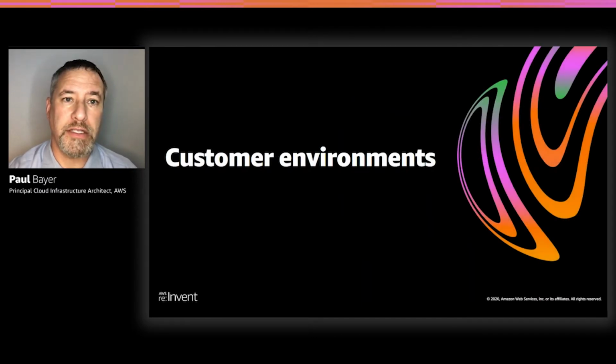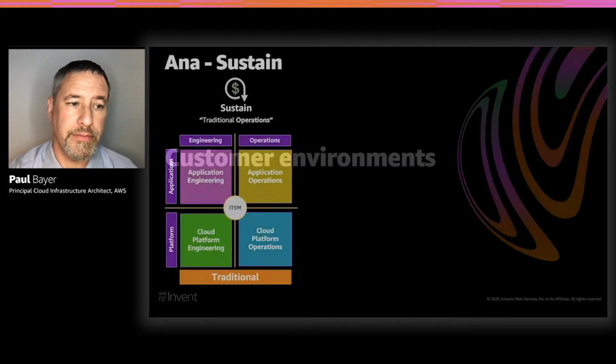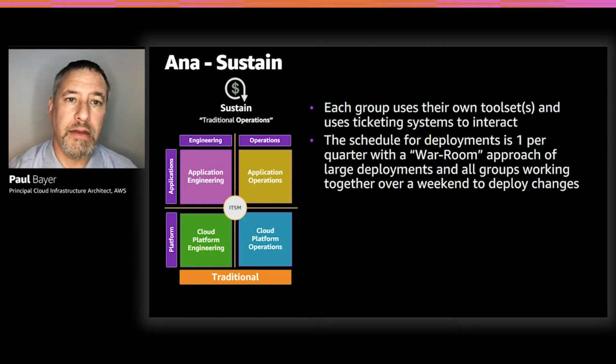And now we'll talk about customer environments. We'll go through each one, and then I'll show you all 3 together. So Anna represents the sustain model. This is sometimes called legacy. This is a lift and shift model. This group uses their own tool sets. They're all separate. There are application teams that do the engineering. Different teams handle the operations. The platform team is also split into platform engineering as well as platform operations.